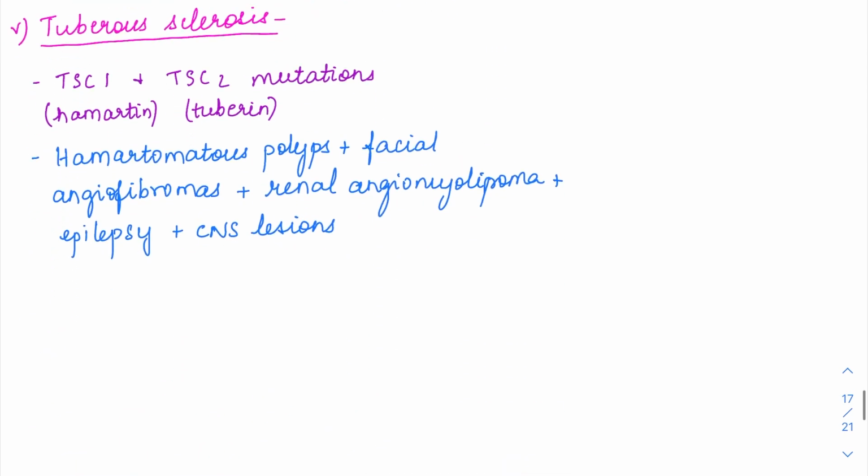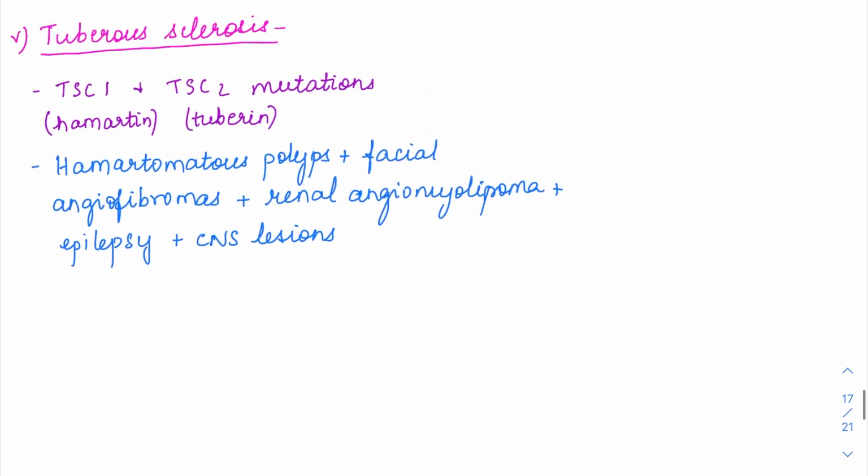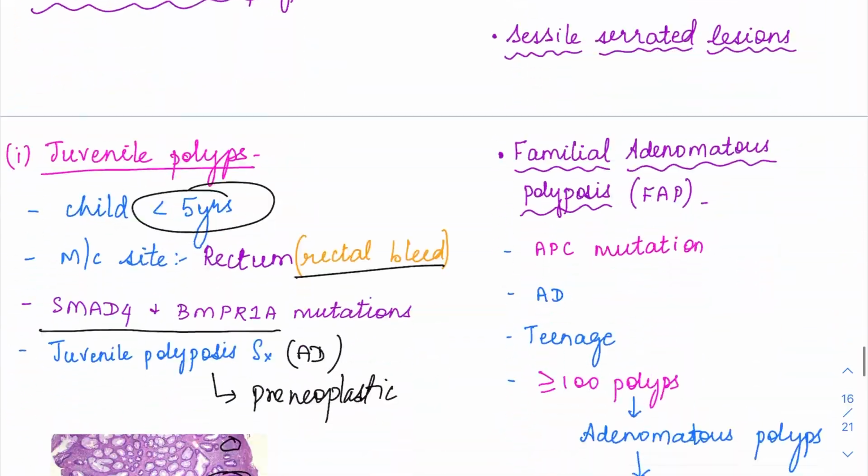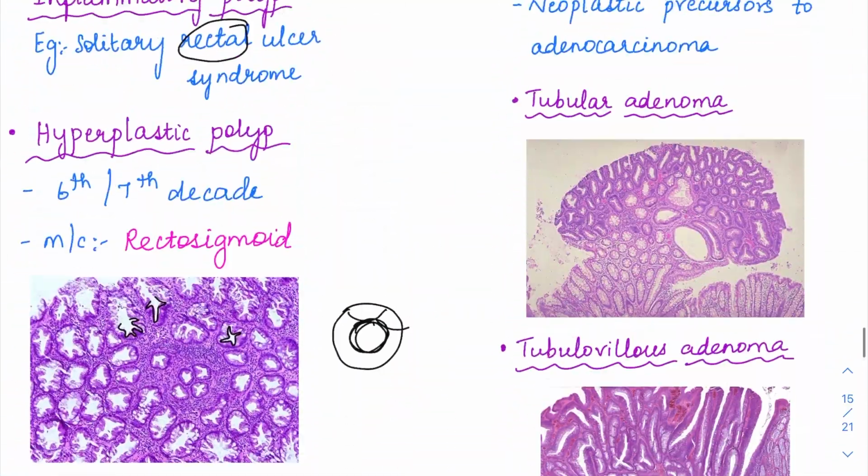And the last hamartomatous polyp will be tuberous sclerosis. Tuberous sclerosis we had seen n number of times now. So here mutations associated with TSC1 and TSC2, which is hamartin and tuberin mutations. So we are going to have various hamartomatous polyps. Other than that, angiofibromas, then renal angiomyolipoma, renal angiomyolipoma we had, rhabdomyoma also we discussed. Then I told about astrocytoma, one type of astrocytoma associated with tuberous sclerosis. So various kind of lesions are associated with tuberous sclerosis. So in polyps, these non-neoplastic conditions are also important.